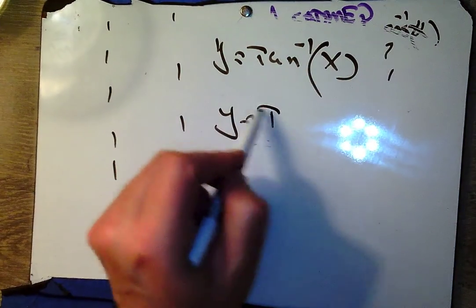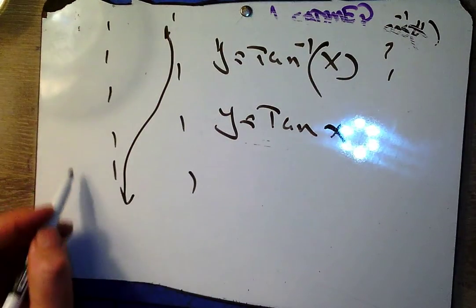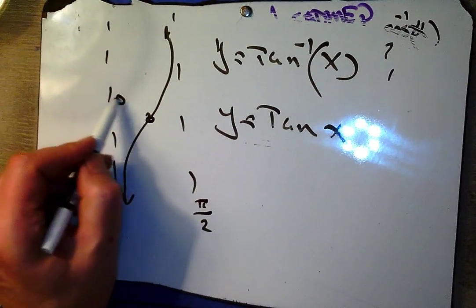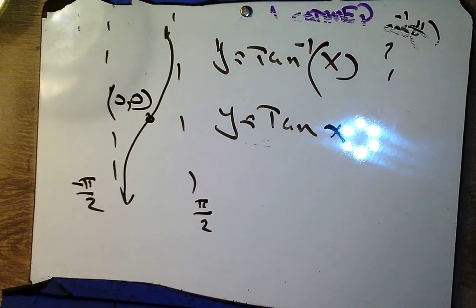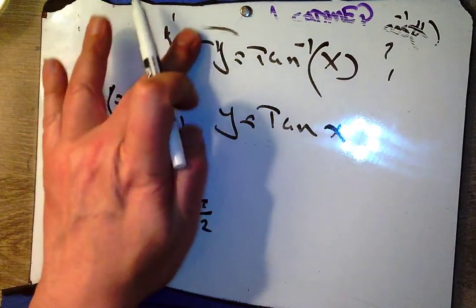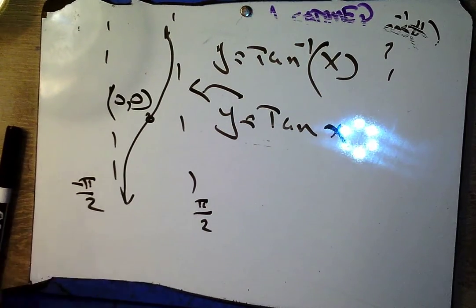So let's graph y equals tan x. Okay, there's one period. This is negative pi over 2. This is pi over 2. And we have that inflection point 0, 0. That's y equals tangent x. Now I'm looking for the inverse. So how do I consider that?